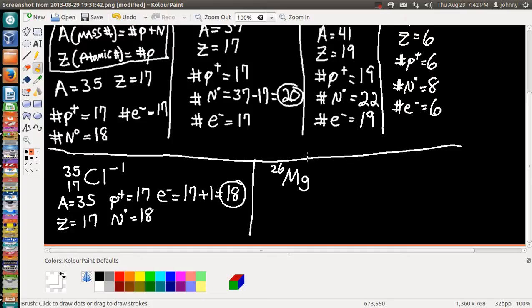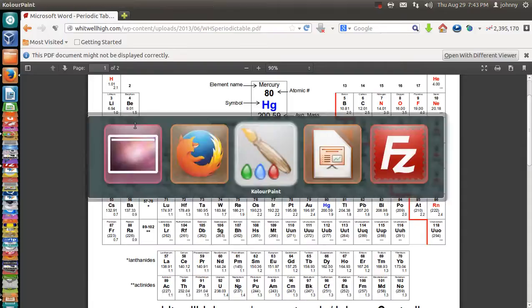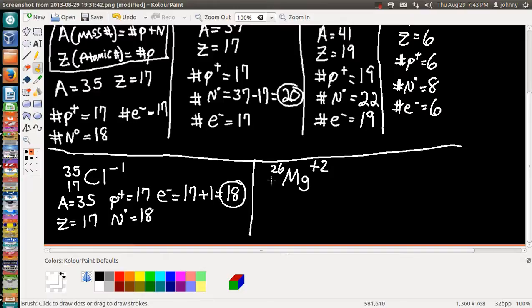Okay? Now, if you notice, I've got 26 written here, but I need to write the charge here. So I'm going to put a +2 charge here. Now, we need to get the number of protons. To get the number of protons, you use the periodic table. You will find Mg. Notice that Mg is the 12th element. Okay, so you're going to put a 12 here.